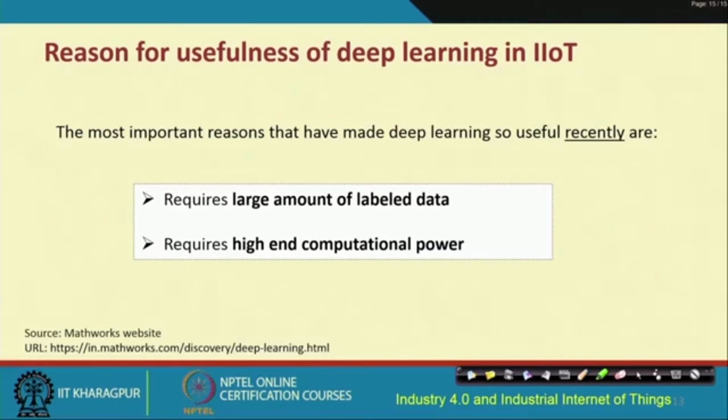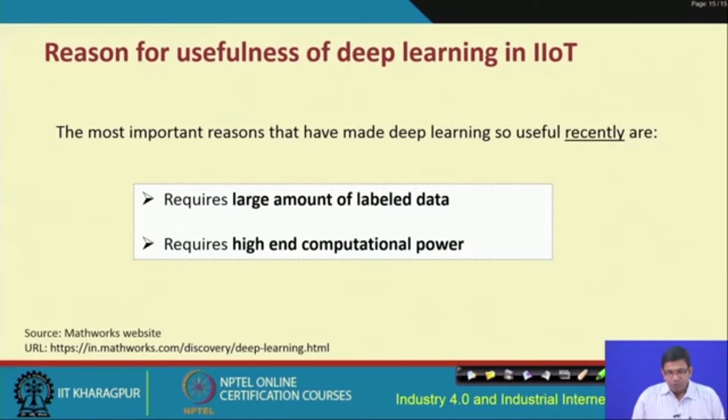So, the reason for the usefulness of deep learning in IIoT is like this. The most important reasons that have made deep learning so useful is that only in the recent times the amount of labeled data that is required has increased many folds. So, it has increased and is also available. At the same time, in the recent times the high end computational power has also become quite high and at the same time cheap.